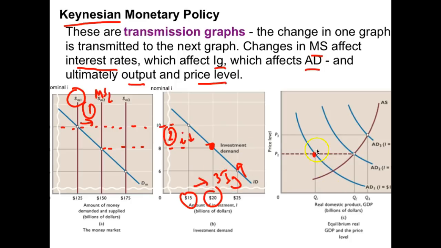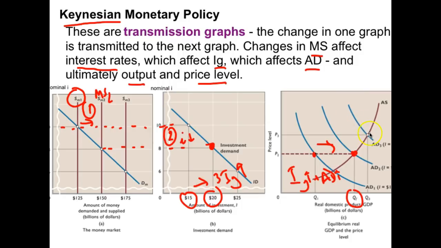Step number 4 is, because of the increase in investment, we now have an increase in aggregate demand. Aggregate demand shifts, and then we have an increased output level, and because we're in a horizontal range, we don't even have any inflation. We don't have an increased price level. So that would be a Keynesian transmission of an expansionary monetary policy.